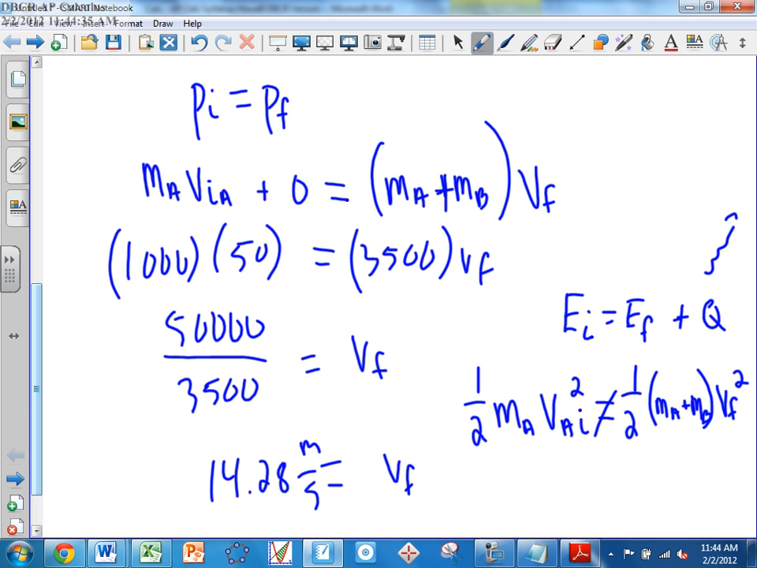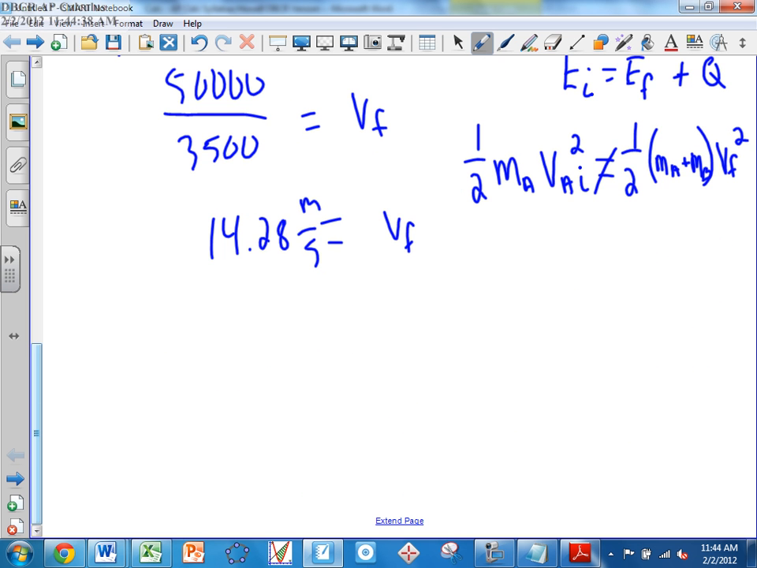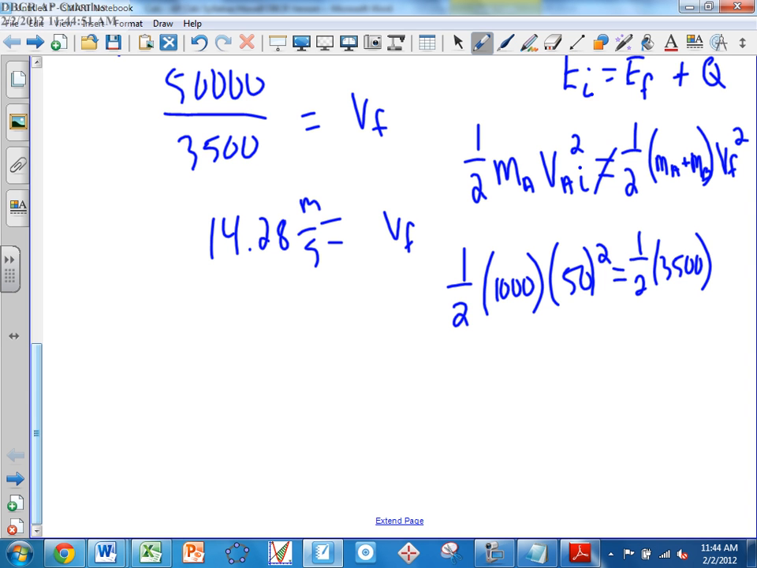So come out with a number here. We're going to plug in a number here. We're going to have 1/2 the mass of the first car, which was 1,000, times the velocity of the first car, squared. Second, we're going to have 1/2 of 3,500 times its velocity, 14.28 squared. What do you get on the left side here? 25,000? Divided by 2 should be. 1,000 times 50 divided by 2. 50 squared is 2,500. 2,500 times 1,000 divided by 2.